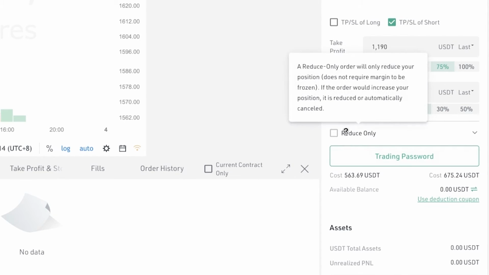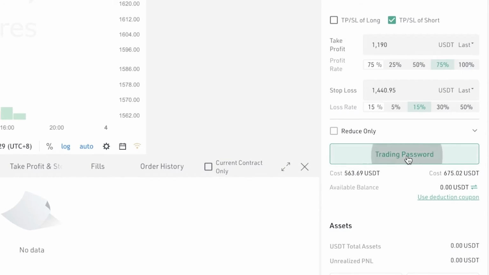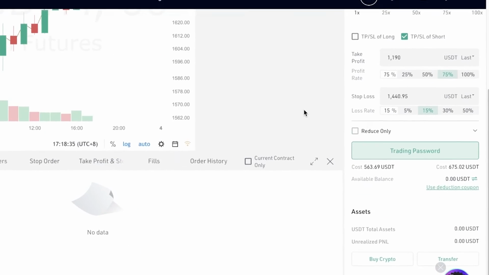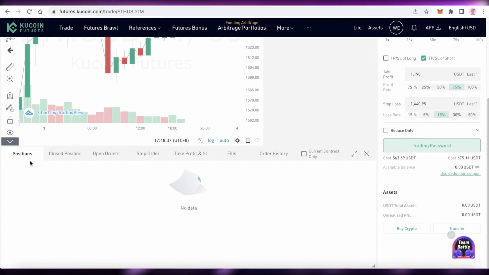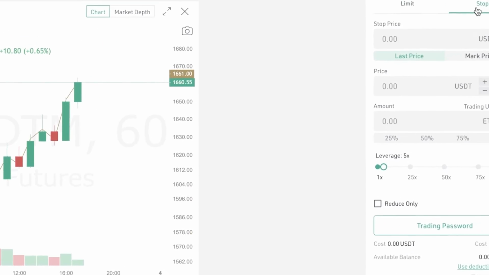And then you can click on reduce only. So the order will only reduce your position, and it does not require your margins to be frozen. If the order would increase your position, it would be reduced automatically or canceled. So you can also enable that as well. And then you can go ahead and click on trading password, enter your verification code, and then place your order. Now, once you place your order, you're going to scroll down, find your order over here, and you can click on limit and then stop as well.